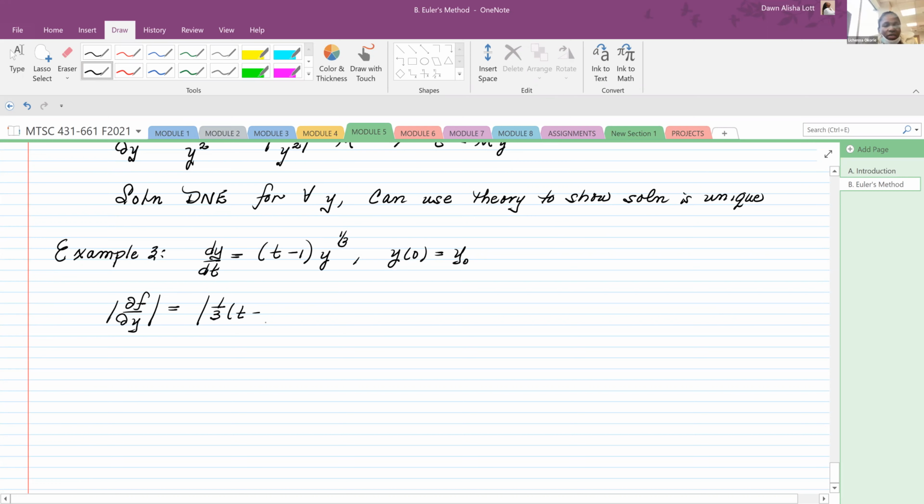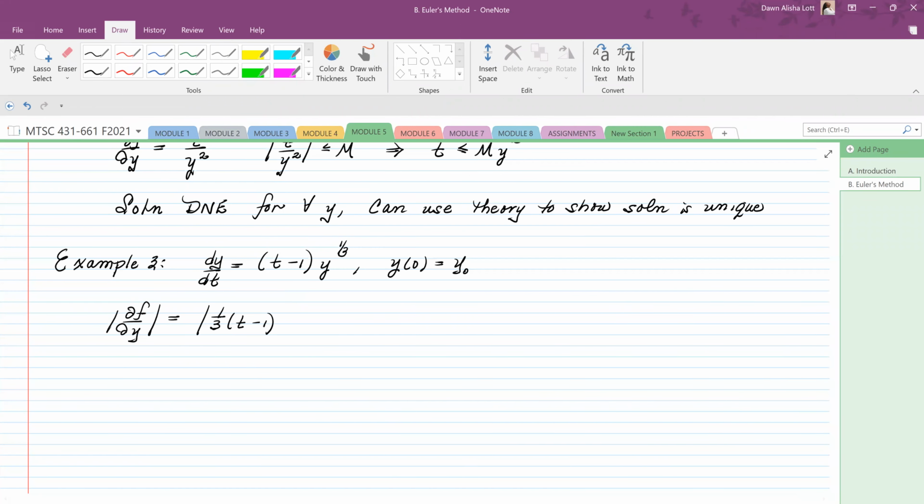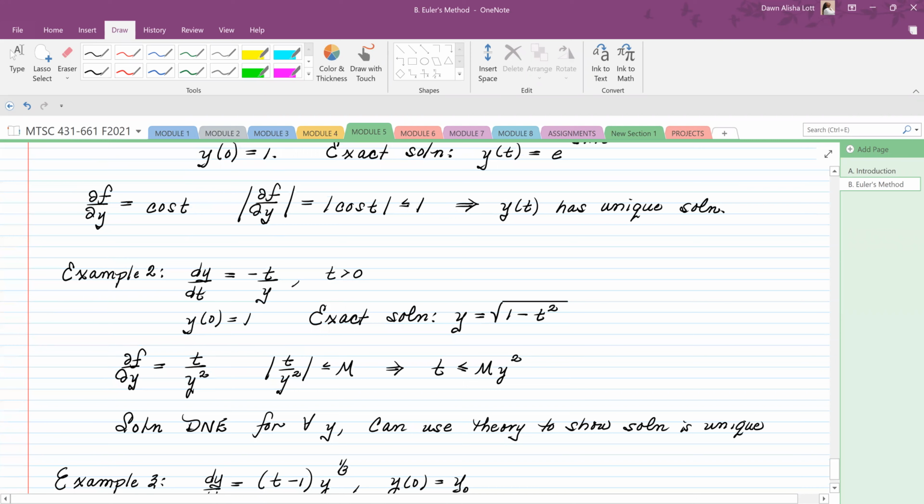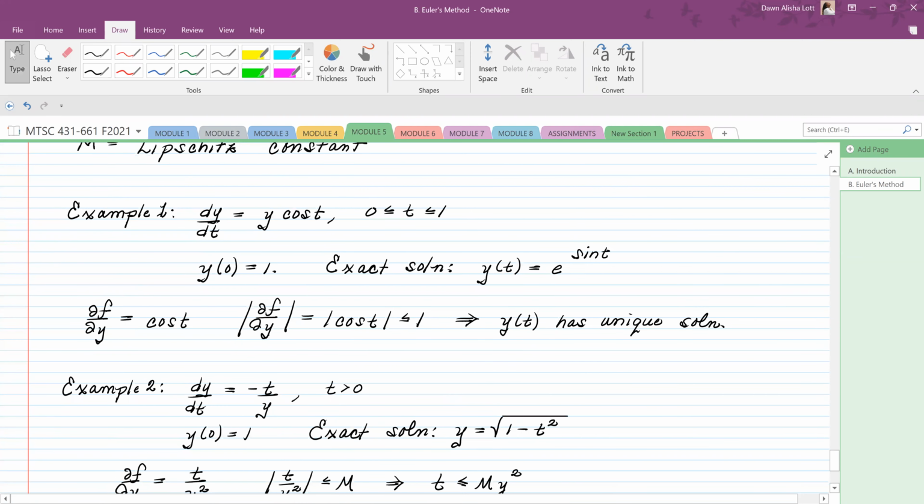For example 2, since the solution does not exist, it implies that it's unique, right? No. So we have to be able to show, in layman's words, you must be able to show the partial of f with respect to y is bounded. That's what we need to show. So in this one, the partial of f with respect to y was the absolute value of the cosine of t. Cosine goes between -1 and 1, it's bounded.